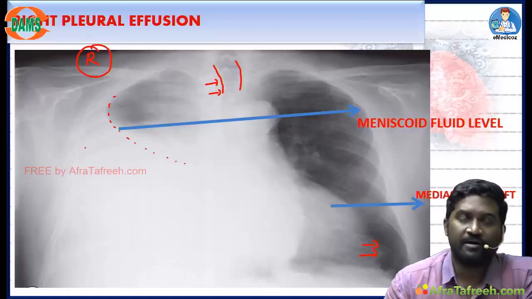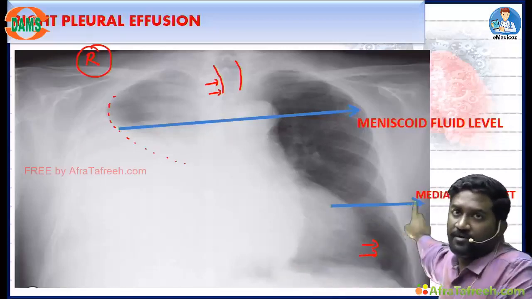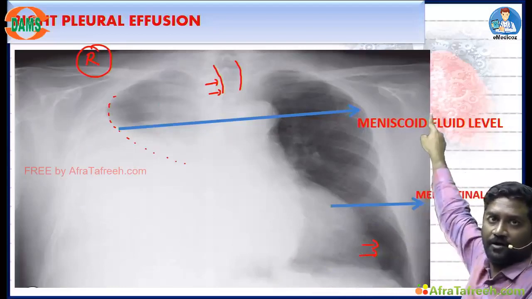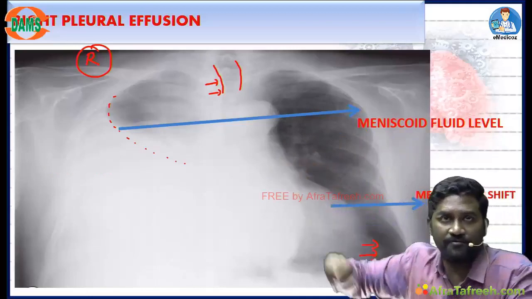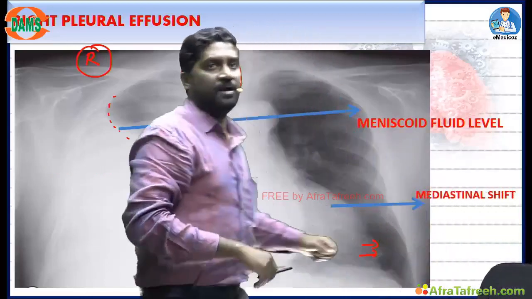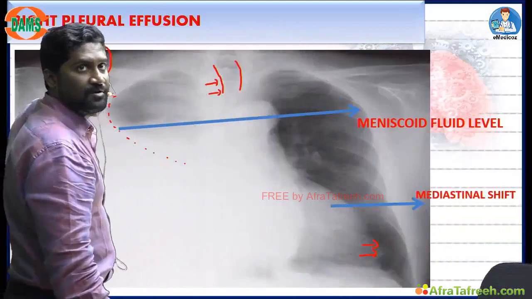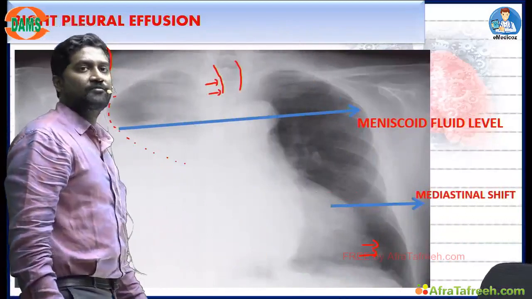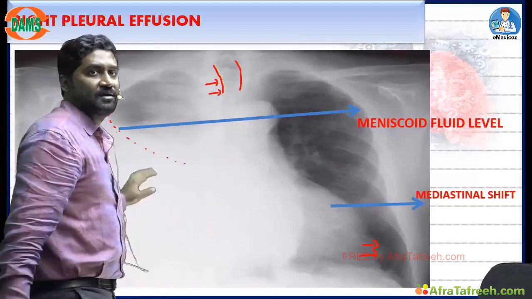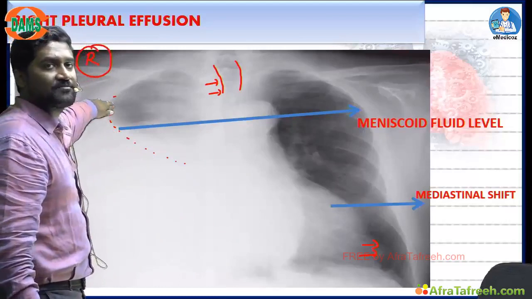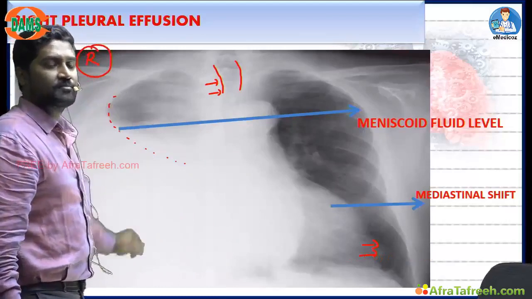So it is a right pushing lesion because there is mediastinal shift, and also that meniscoid fluid level. You can see this meniscoid fluid level. This is the meniscoid fluid level. So this is suggestive of a right pushing lesion because it is white with the meniscoid fluid level. It indicates fluid. So it is called right pleural effusion.